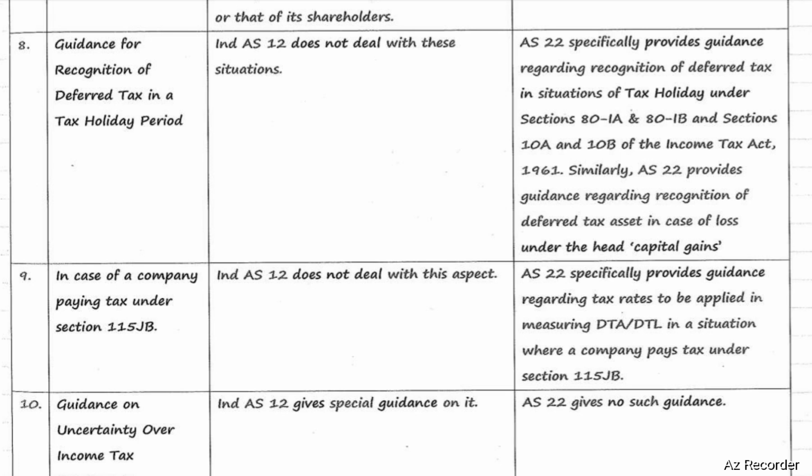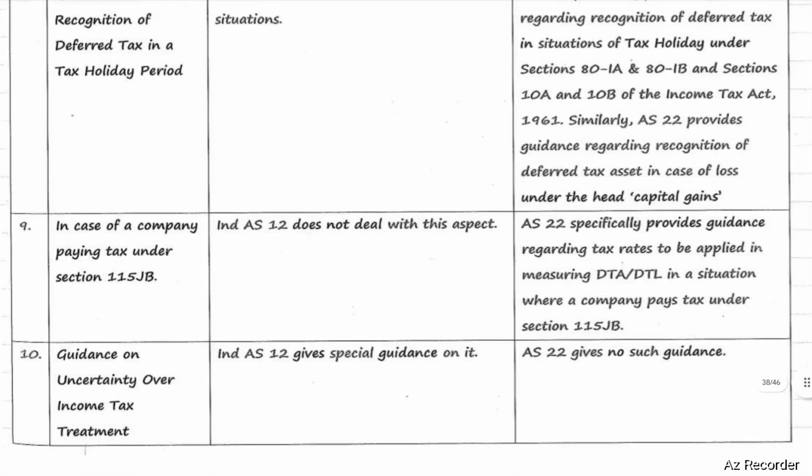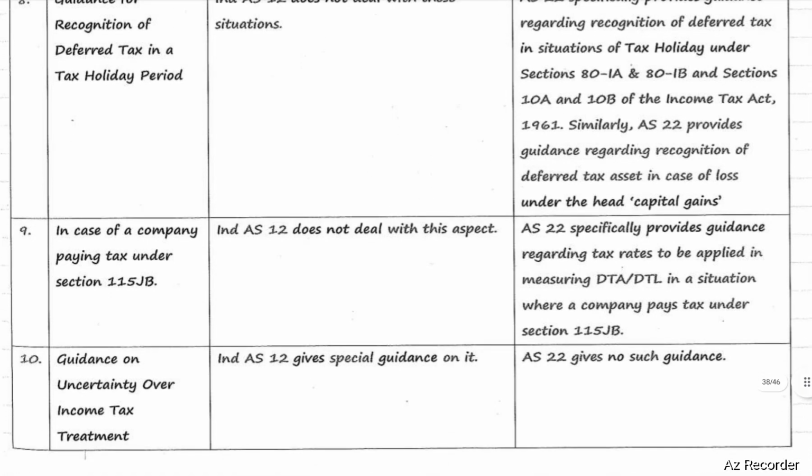Next, in case of company paying tax under Section 115 JB, Ind AS 12 does not deal with this aspect. AS 22 specifically provides guidance regarding tax rates to be applied in measuring DTA or DTL in a situation where a company pays tax under Section 115 JB. Guidance on uncertainty over income tax treatment. Ind AS 12 gives specific guidance on it. However, AS 22 does not give any guidance regarding uncertainty over income tax treatment.